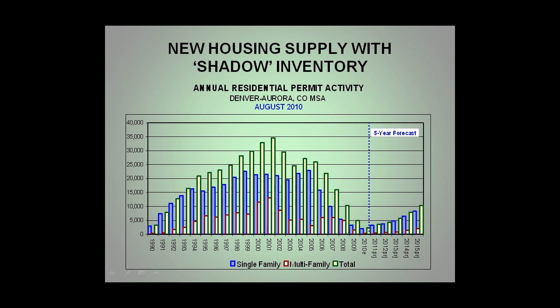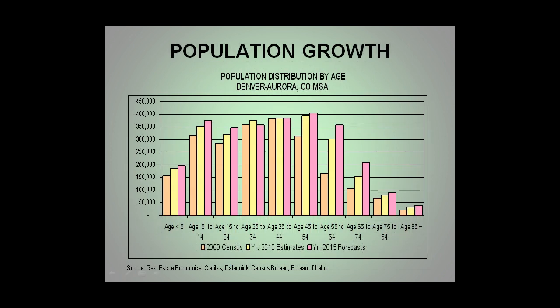Here's a residential permit activity. This market peaked at about 35,000 back in 2002 and has dropped way under 5,000. We probably won't see 10,000 again until 2015. So this market is not adding a lot of homes, which will ultimately help rebalance our supply and demand.